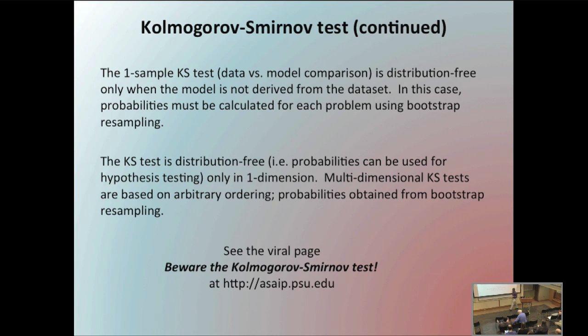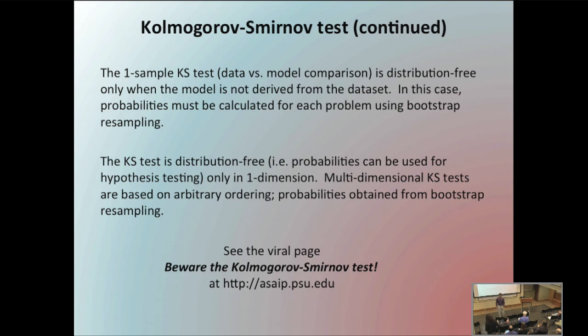Now, there are two other problems that go back to theorems which are not that obvious. The one-sample Kolmogorov-Smirnov test, where you compare data with a model, is distribution free. That means it always works no matter what is going on, only when the model is not derived from the data set. And you say, well, what are you talking about? I have a data set, I study it and do best-fit regressions or something. I get a model, and then I want to do goodness of fit of the data set and the model, and I use the KS test.